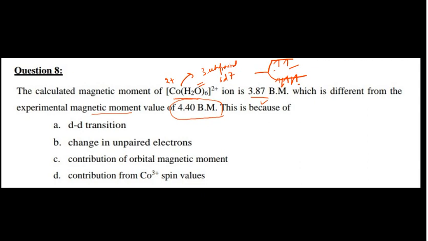I have calculated this in my first example. Okay, first problem I have solved this particular one. And then the experimental moment value, it is found at 4.40. So remember one point: whenever your experimental magnetic moment is higher than the calculated one, it's simply due to the contribution of the orbital magnetic moment. So you can blindly mark in that case option C as the correct option, contribution of the orbital magnetic moment. It is something very, very important.